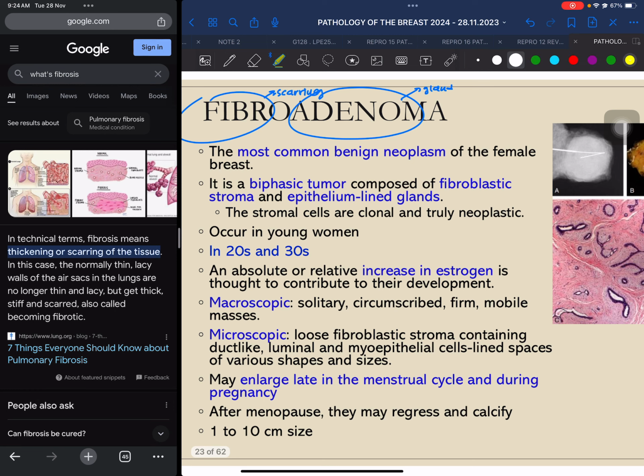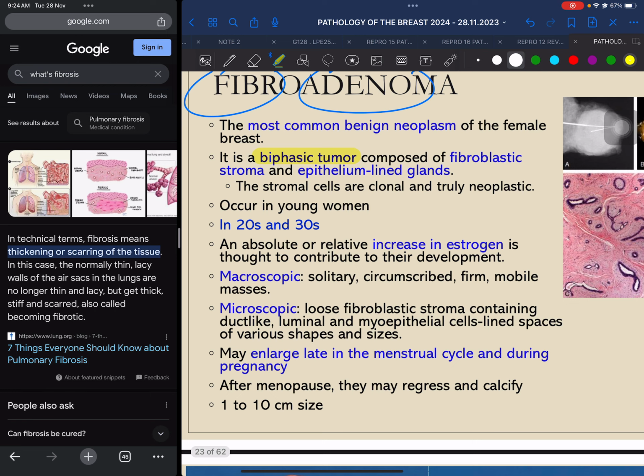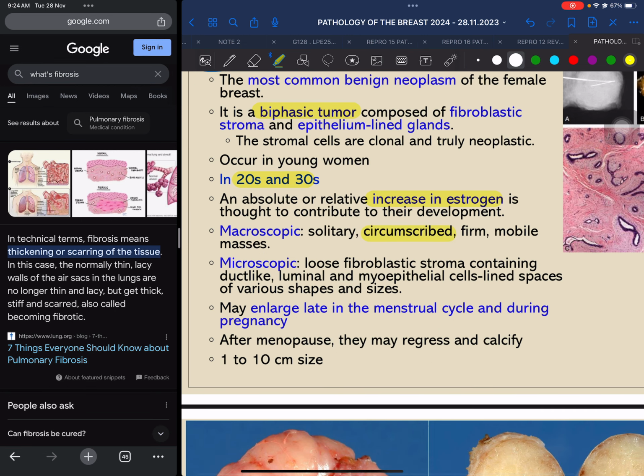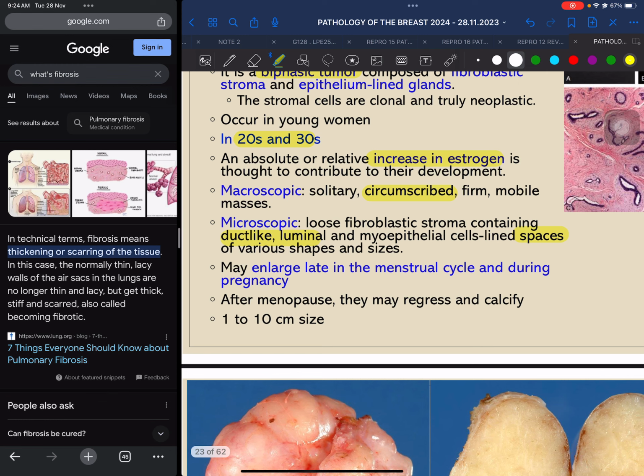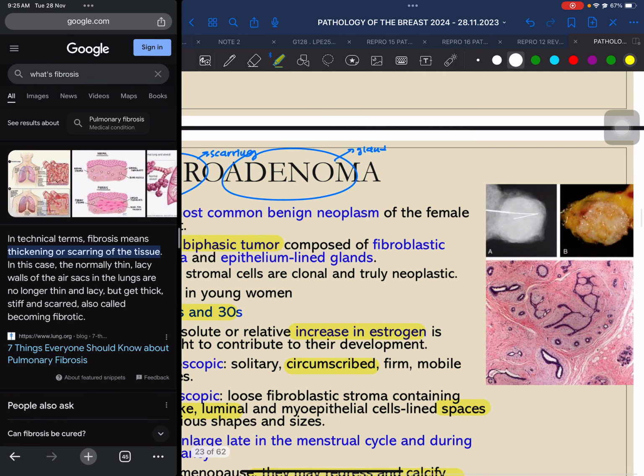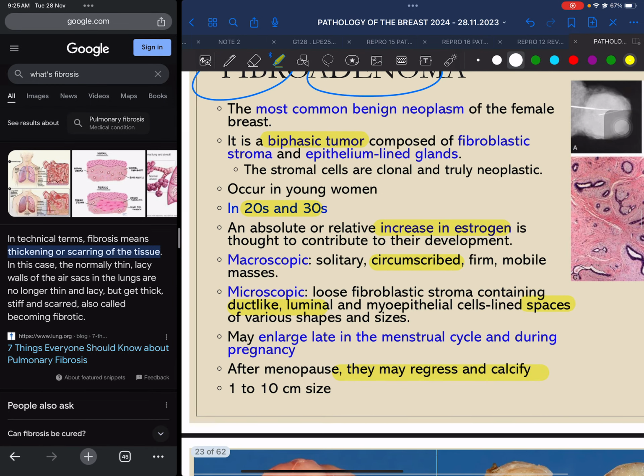Microscopically, you will see some loose fibroblastic stroma containing this dark, light epithelium, but they are compressed by the surrounding fibrous tissue. So that's why it appears like a slit-like opening only. They may enlarge late in the menstrual cycle or during pregnancy, and after menopause, they may regress and calcify. They can grow up to 10 cm in size.